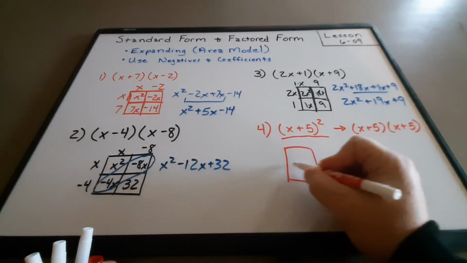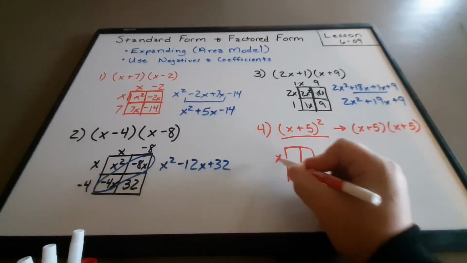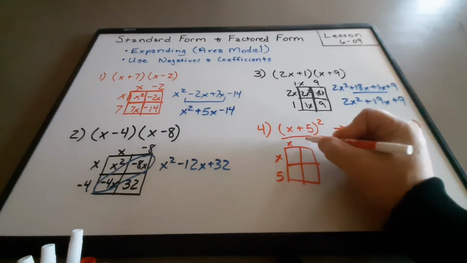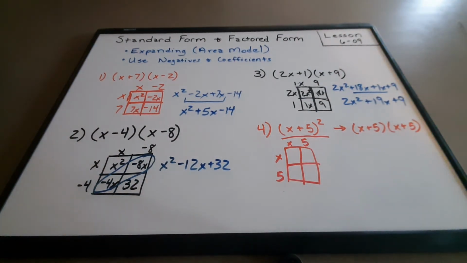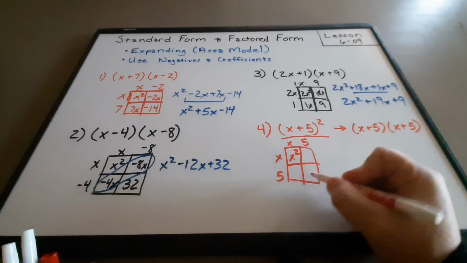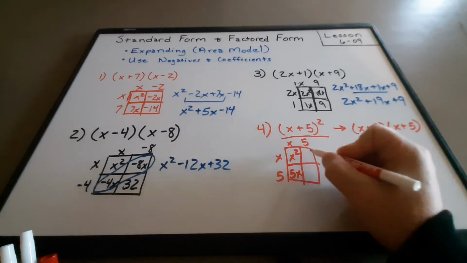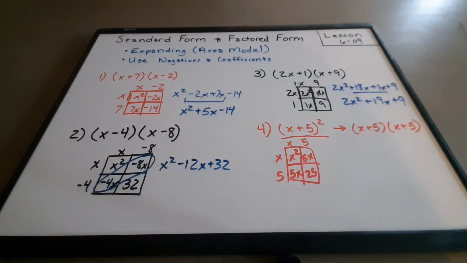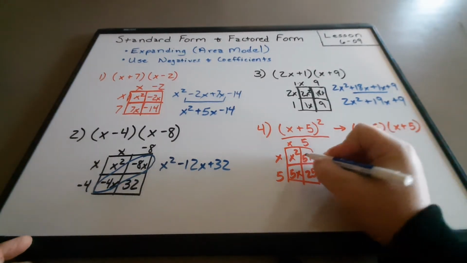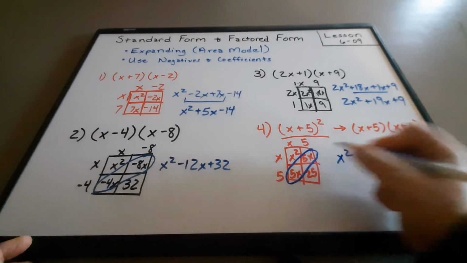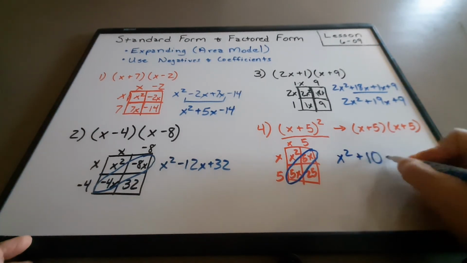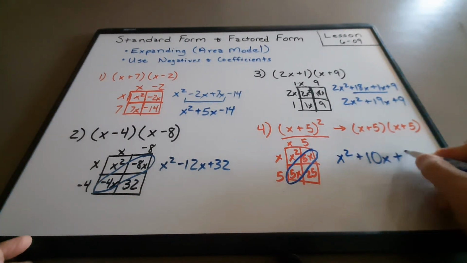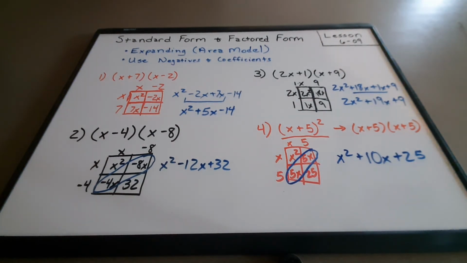So in this situation, we will get x and 5, x and 5, which will give us x squared, 5x, 5x, and 5 times 5 is 25. So we're going to be left with x squared. We're going to combine the 5x and 5x to give us 10x when we add them together, and then we have plus 25 at the end.